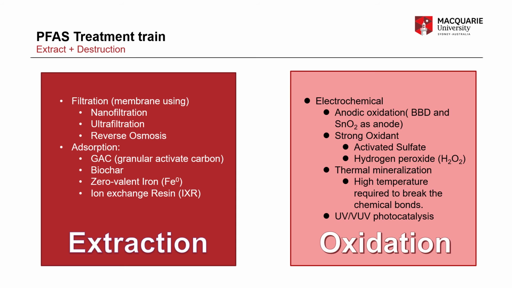In general, PFAS should be extracted from the soil or sediment and isolated by using filtration or adsorption methods, which involve membranes, granular activated carbon, biochar, which is another kind of carbon, zero valent iron such as iron powders, and also ion exchange resins. In the second stage, oxidation is used to destroy the carbon chains in PFAS by using anodic oxidation or other strong oxidants.